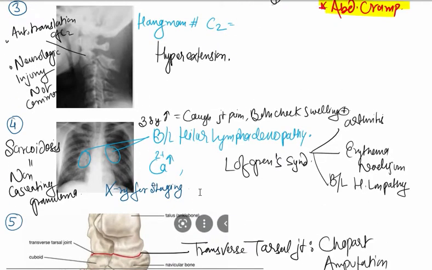Next one, this image is showing the C2 vertebra. The spinous process is avulsed. So this is a hangman fracture, but it is not only seen in judicial hanging. It can be seen in RTA also, or any other kind of cervical trauma.